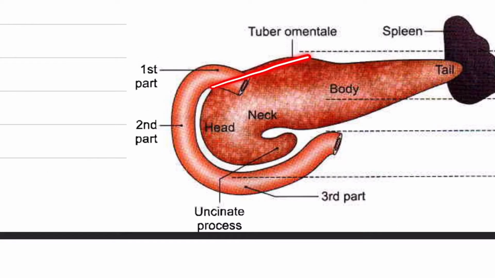In the superior border, you have the superior pancreatico-duodenal artery. Here we have the first part of duodenum. So in the superior border we have the first part of duodenum and the superior pancreatico-duodenal artery. In the inferior border we have the inferior pancreatico-duodenal artery and the third part of duodenum. In the right lateral part we have the second part of duodenum, and the superior pancreatico-duodenal artery and inferior pancreatico-duodenal artery come here and anastomose with each other.